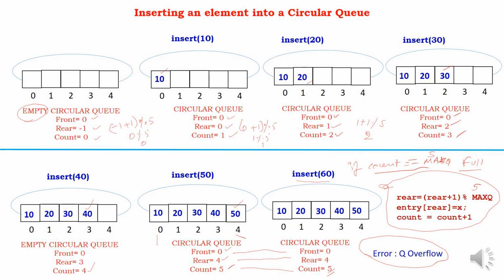Otherwise, we execute these three statements. Rear is rear plus 1 mod max q. Entry of rear is x, where entry is the array name, and count is count plus 1.